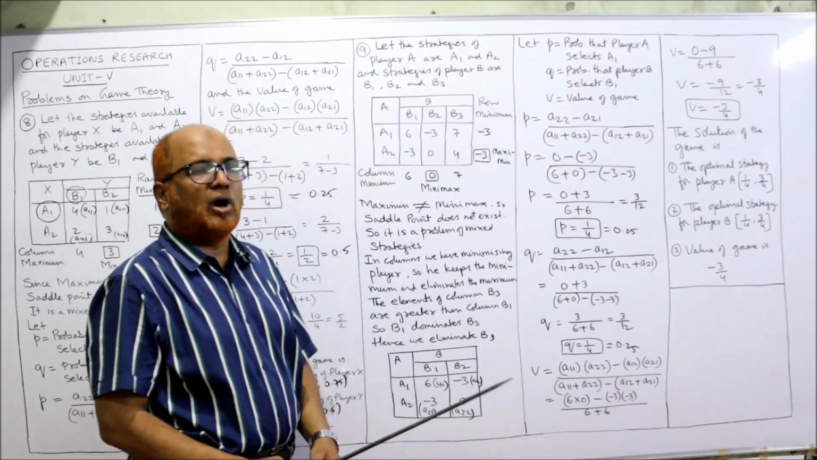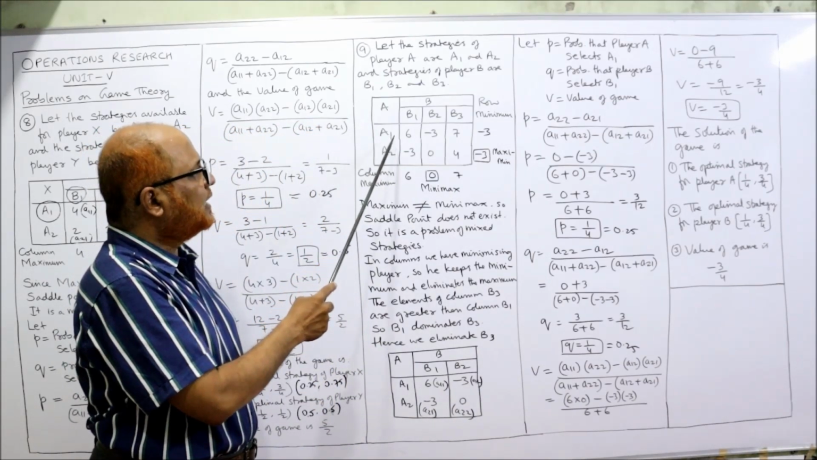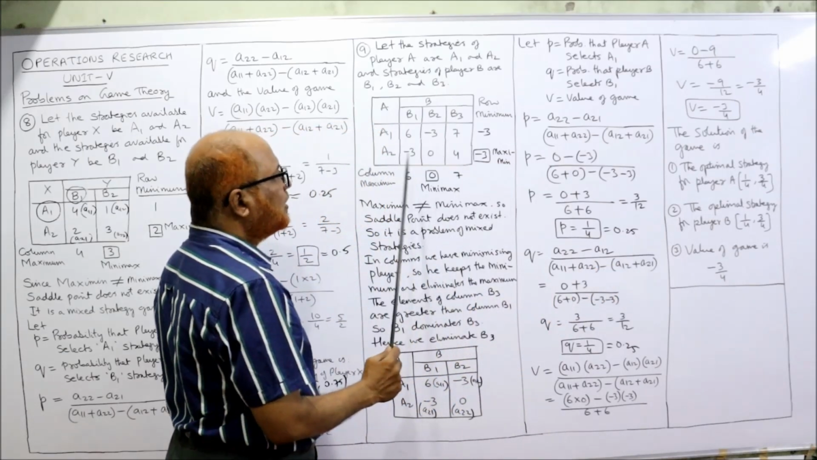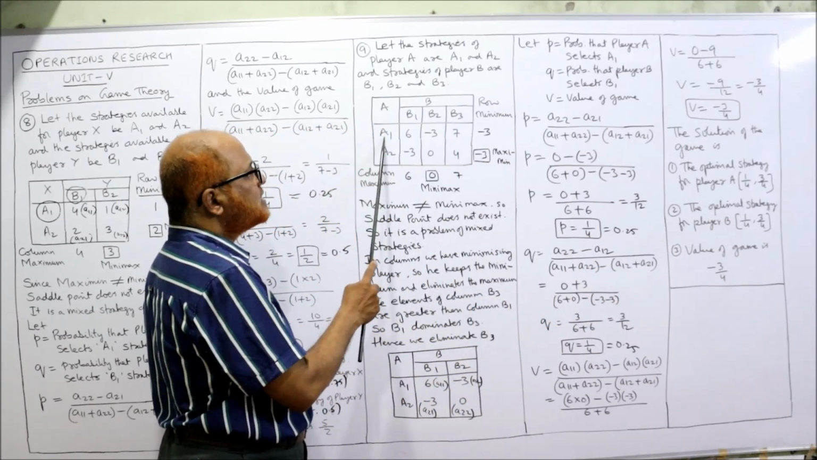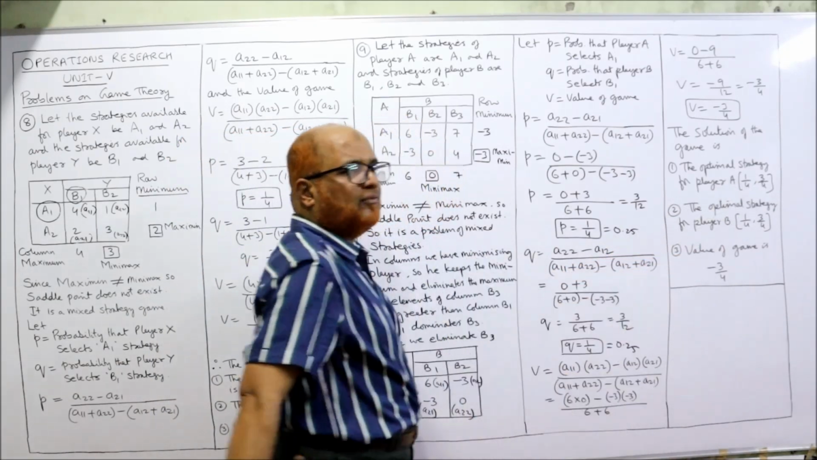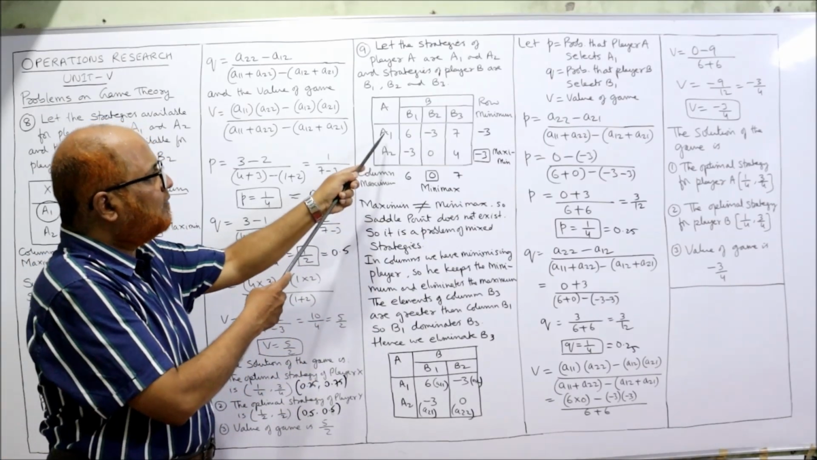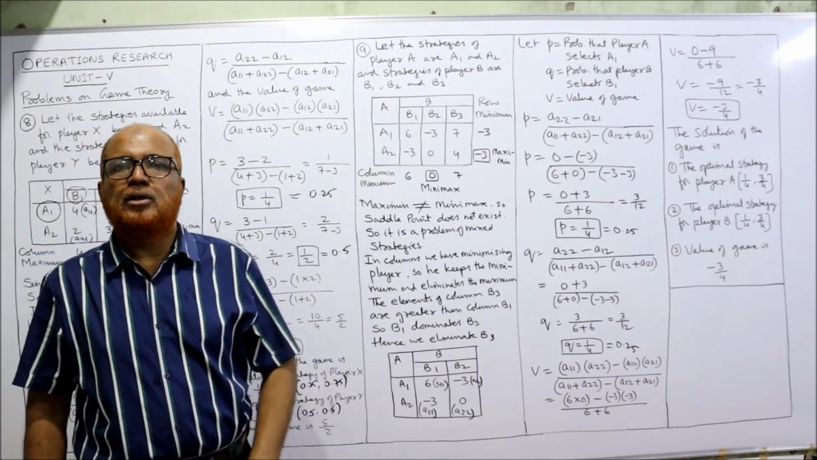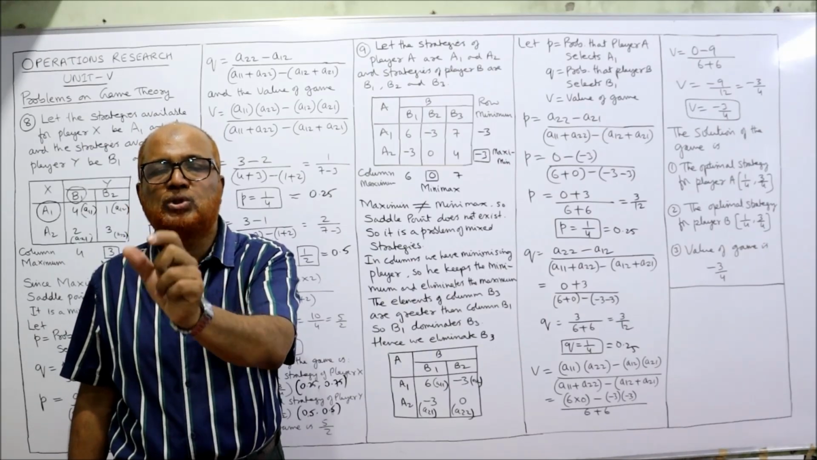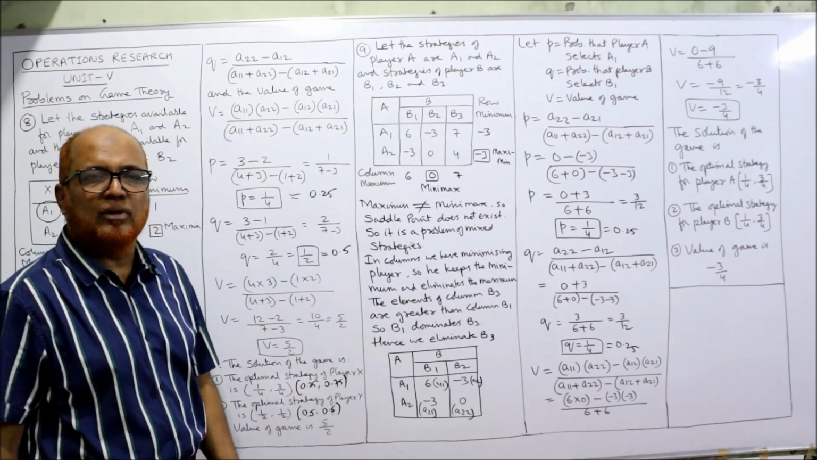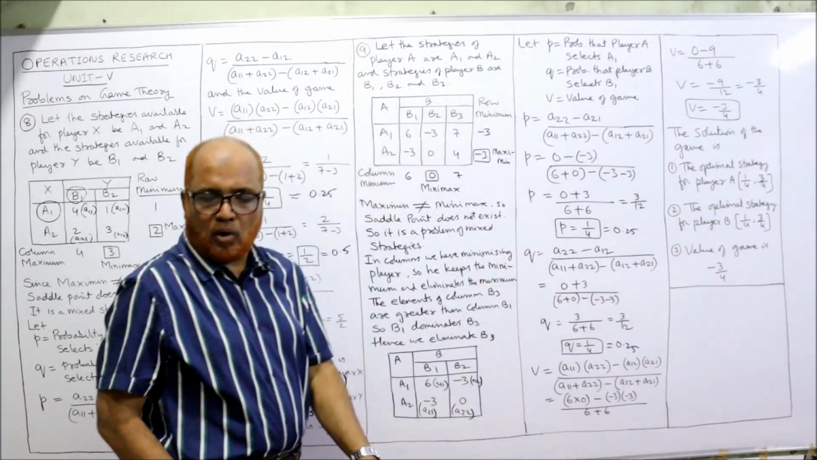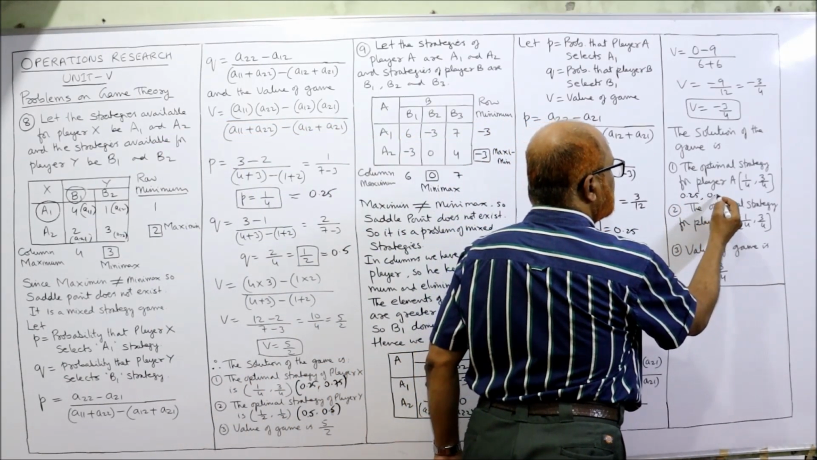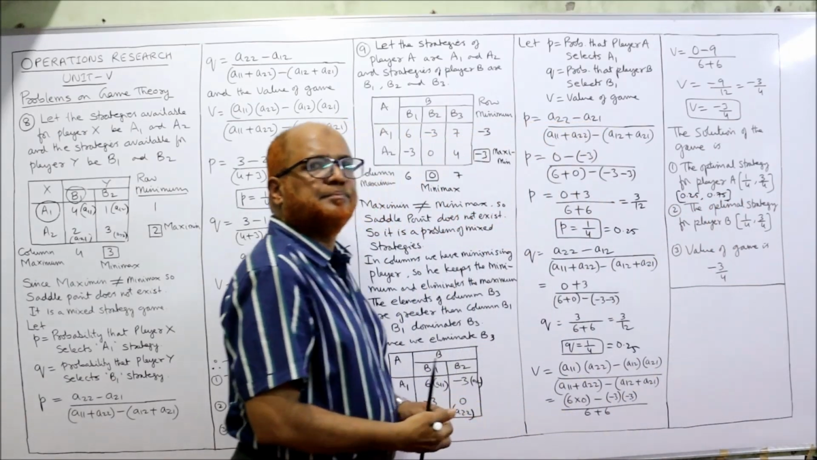The solution of the game is, the optimal strategy for player A is, what is P1 value? 0.25. So P1 is 1 by 4. What is the value of probability for A2? If this is 1 by 4, this will be 3 by 4. See here, once we get the probability of A1, automatically we can get the probability of A2. Because if A1 probability is 1 by 4, so 1 minus 1 by 4 is equal to 3 by 4. The probability of A2 is 3 by 4. So I have written 1 by 4, comma 3 by 4. Or if you are comfortable with fraction, you can write 0.25, 0.75. This is also same, right?